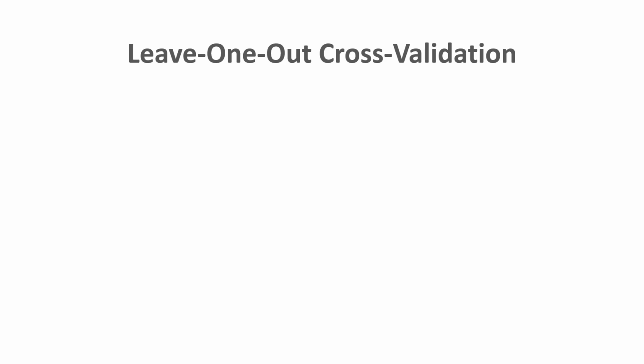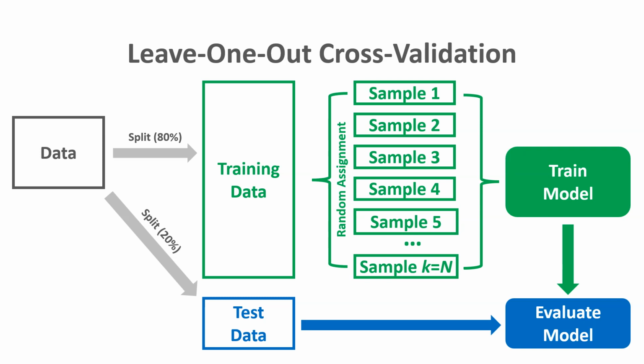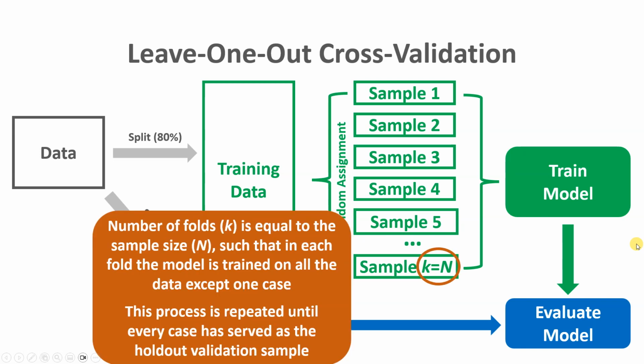So finally, let's talk about the empirical cross-validation approach called leave one out cross-validation. Now, this is essentially k-fold cross-validation taken to its logical extreme. What I mean by that is that it's k-fold cross-validation where k is equal to the sample size in our training data set. So what does that mean? Well, that means that the number of folds k is equal to the sample size n, such that in each fold, the model is trained on all the data except one case. And this process is repeated until every case has served as the holdout validation sample.